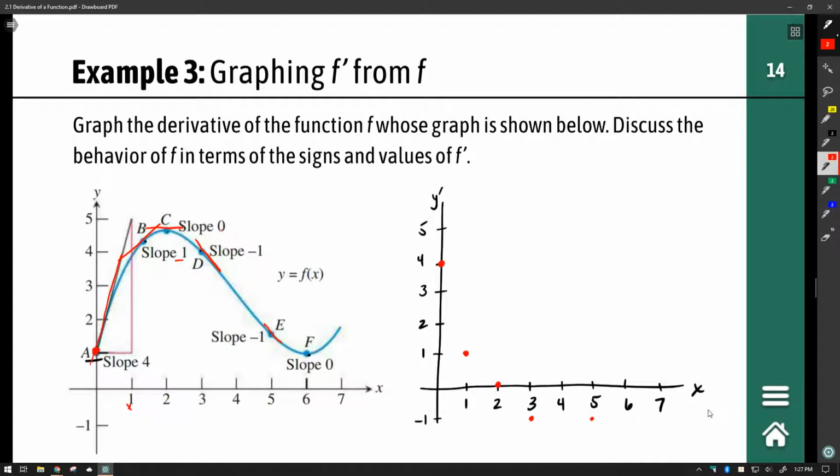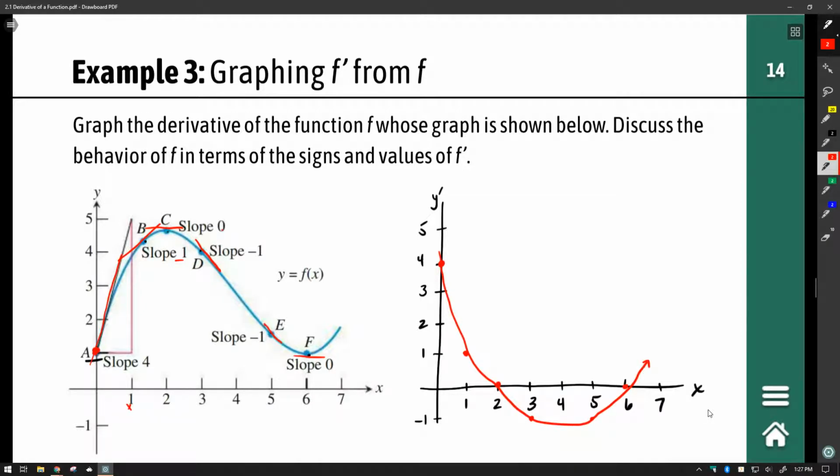And then at 6, we see a slope now of the tangent line being 0. So we're here. And the way to finish off the derivative then is to graph a continuous curve that connects these points. And so we might do something like this.